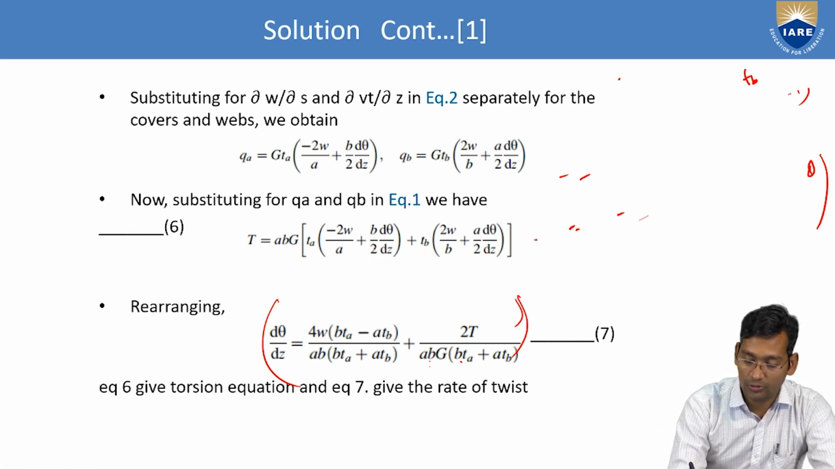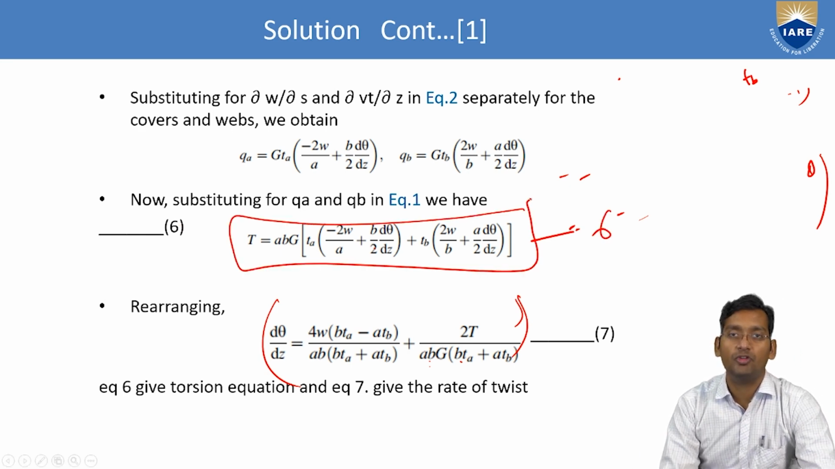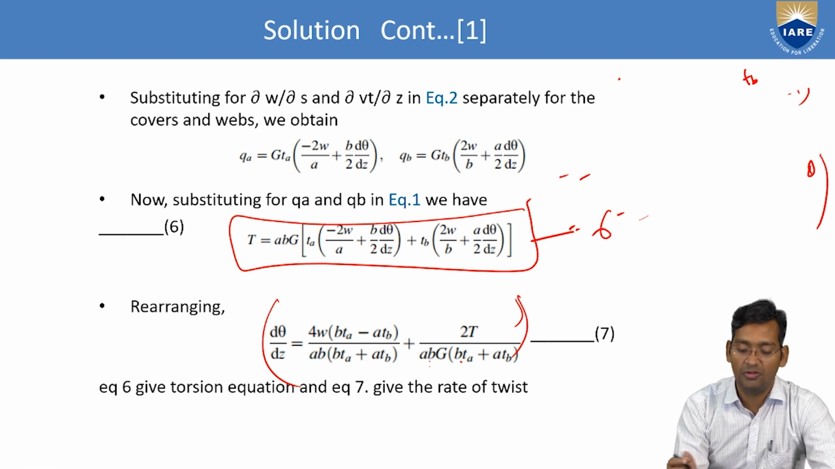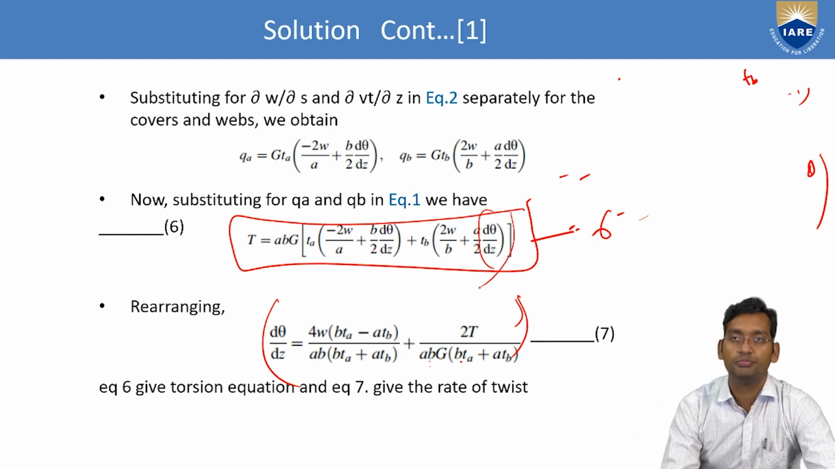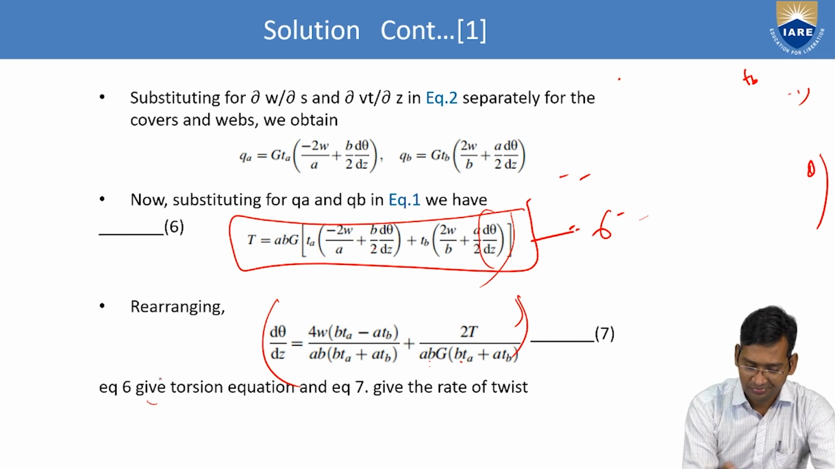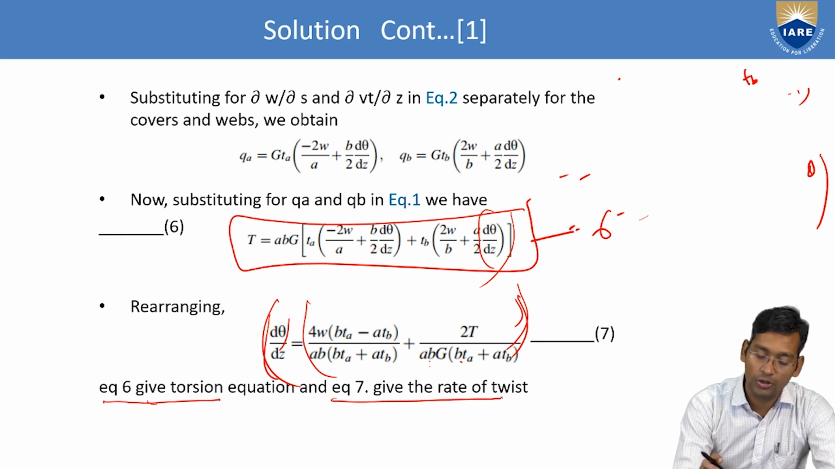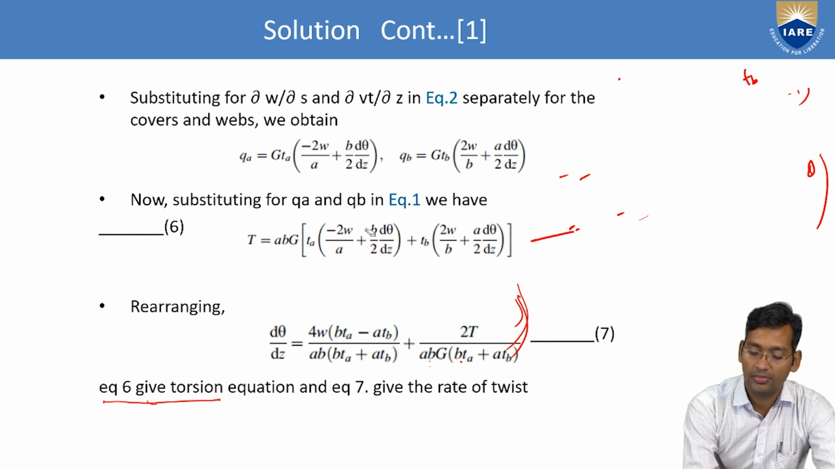So this equation, this equation 6, is the equation of torque. Once you have the equation of torque, just simplify and separate the d theta by dz term, because that is the rate of twist. Separate it and find d theta by dz, and that will be the rate of twist. So equation 6 gives the torsion equation and equation 7 gives the rate of twist.